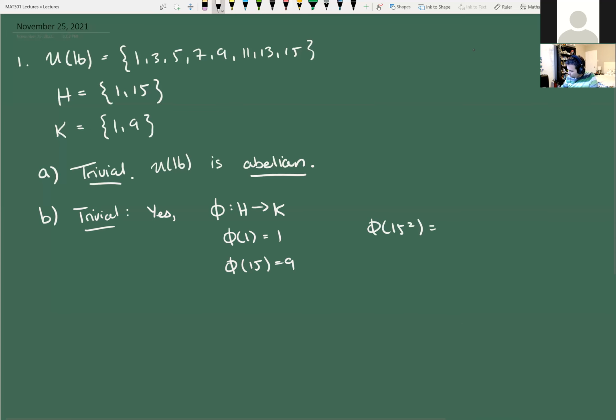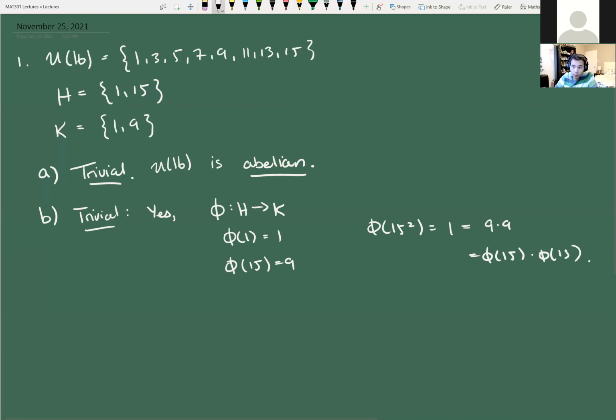And of course you can very easily check that 15 squared is equal to 1, which is equal to 9 squared, which is equal to 9 times 9, and that's 15 times 15, and that's the only one you have to check, right?